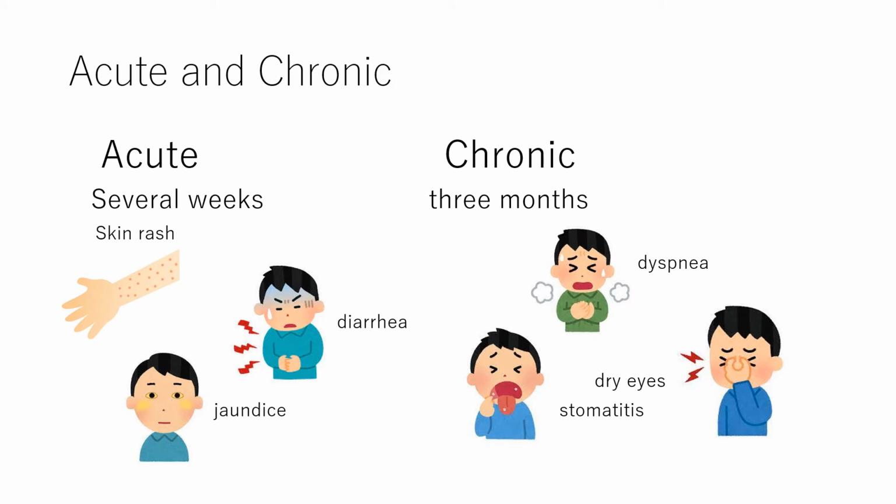GVHD can be divided into acute and chronic. Acute GVHD affects the skin, liver, and gastrointestinal tract and develops within a few weeks of transplantation, with symptoms such as skin rash, diarrhea, and jaundice. Chronic GVHD, on the other hand, affects the skin, oral mucosa, lungs, and eyes, with symptoms such as stomatitis, dyspnea, and dry eyes beginning about 3 months after transplant.